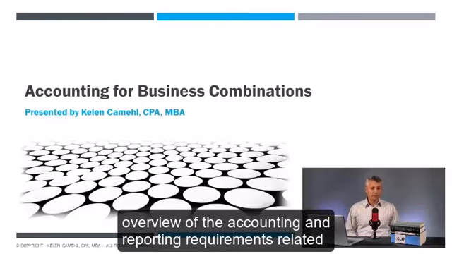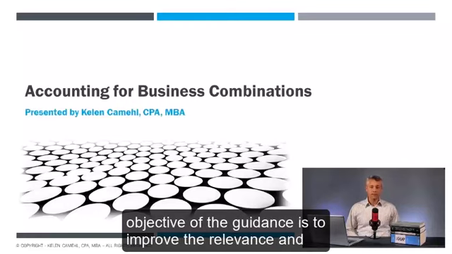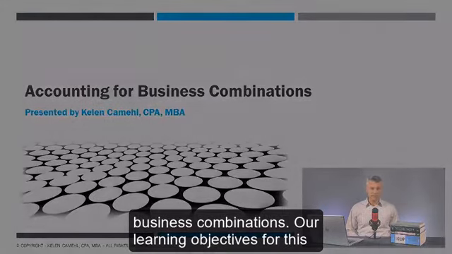This course provides an overview of the accounting and reporting requirements related to business combinations as outlined in ASC Topic 805. The objective of the guidance is to improve the relevance and comparability of information that an entity provides about business combinations.